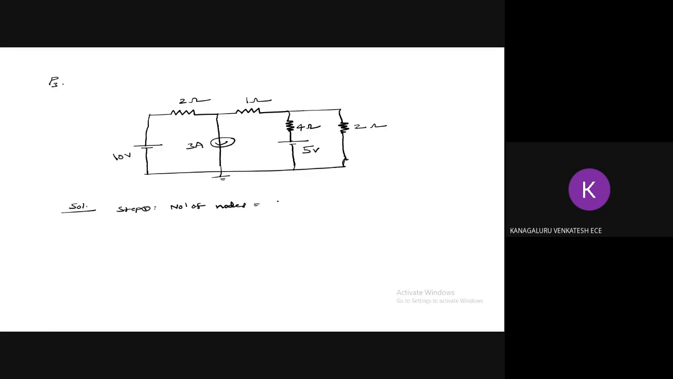What is a node? Interconnection of minimum 3 or more branches is nothing but a node. So based on that statement, now tell me how many number of nodes are there in the circuit. There are 2 nodes. Okay, so this is one node and this is another node.